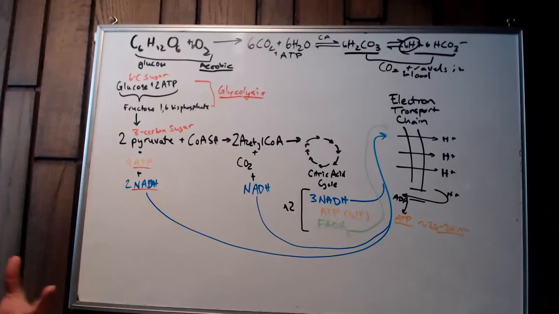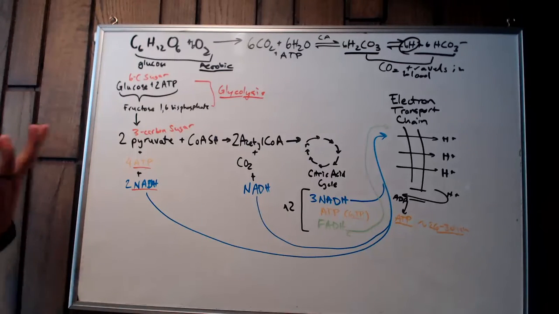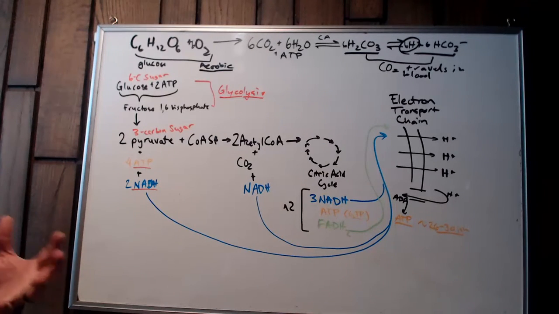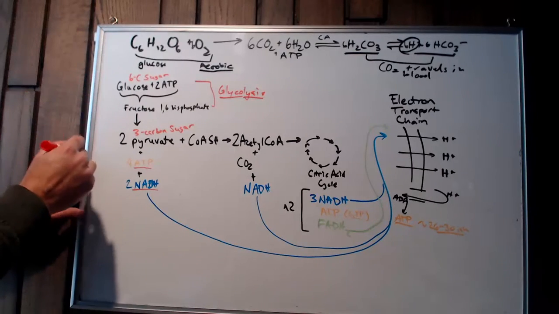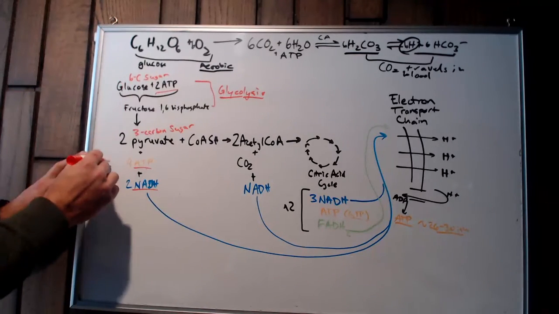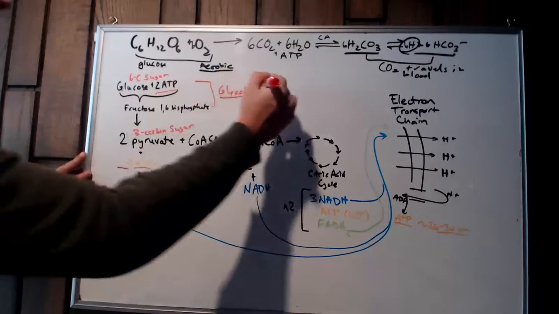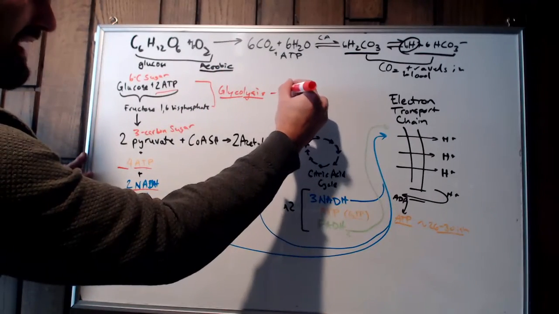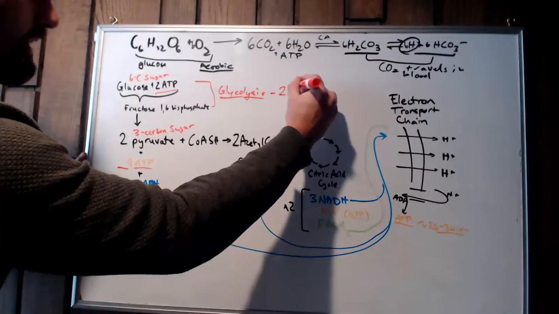NADH is going to act as a hydrogen carrier for a variety of other things. So if you look at this, we have our 2 ATP in, 4 ATP out. So this glycolysis step itself is going to net 2 ATP.